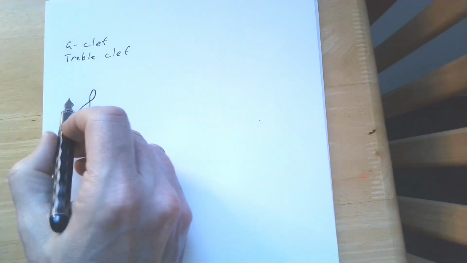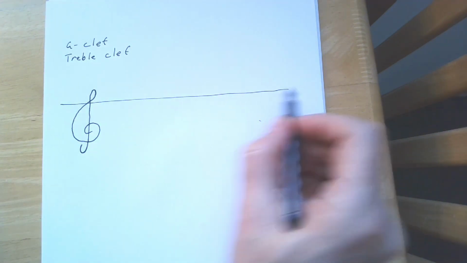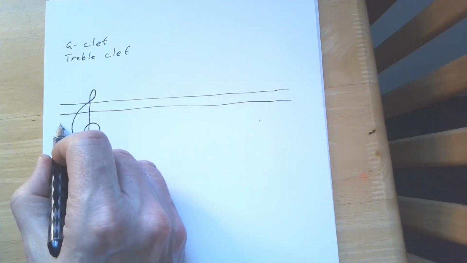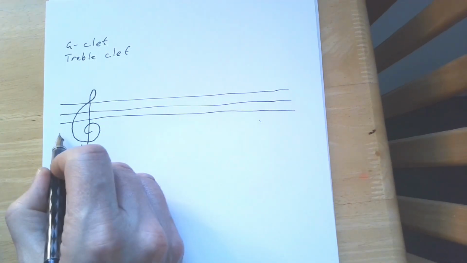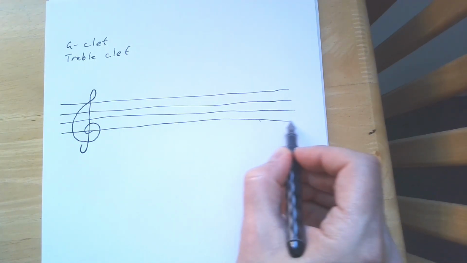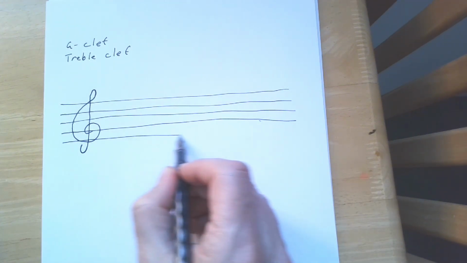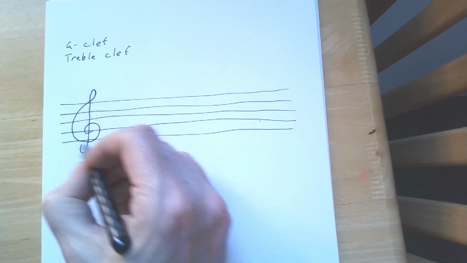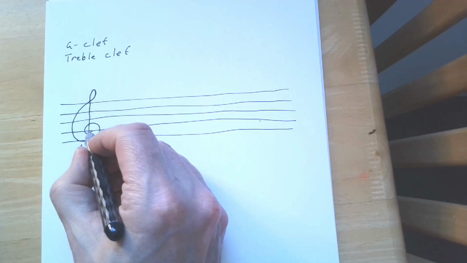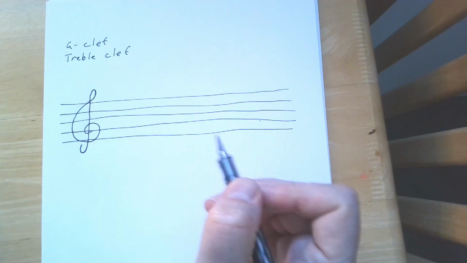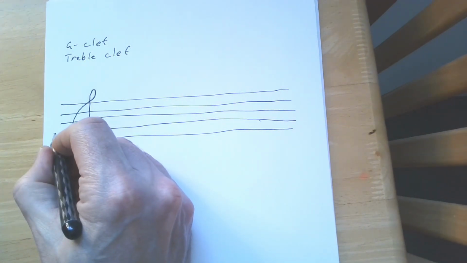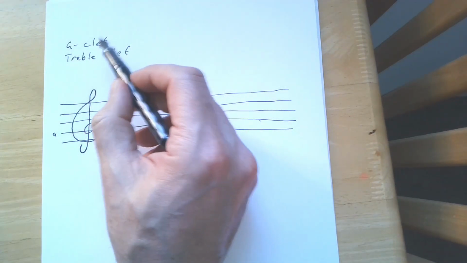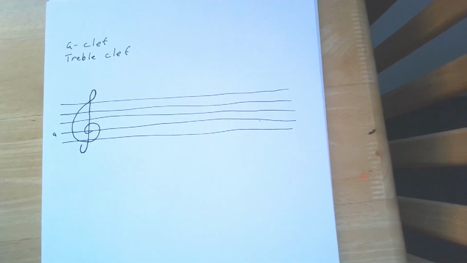Often you'll see it on a staff. The staff will have 5 lines. Also important, it looks a little bit like a G, but it also circles around this particular line, the second line up from the bottom. And that line is actually the G line. That represents the G note. And that's kind of a way that we remember that it's the G clef, because it circles around the G note. Okay?